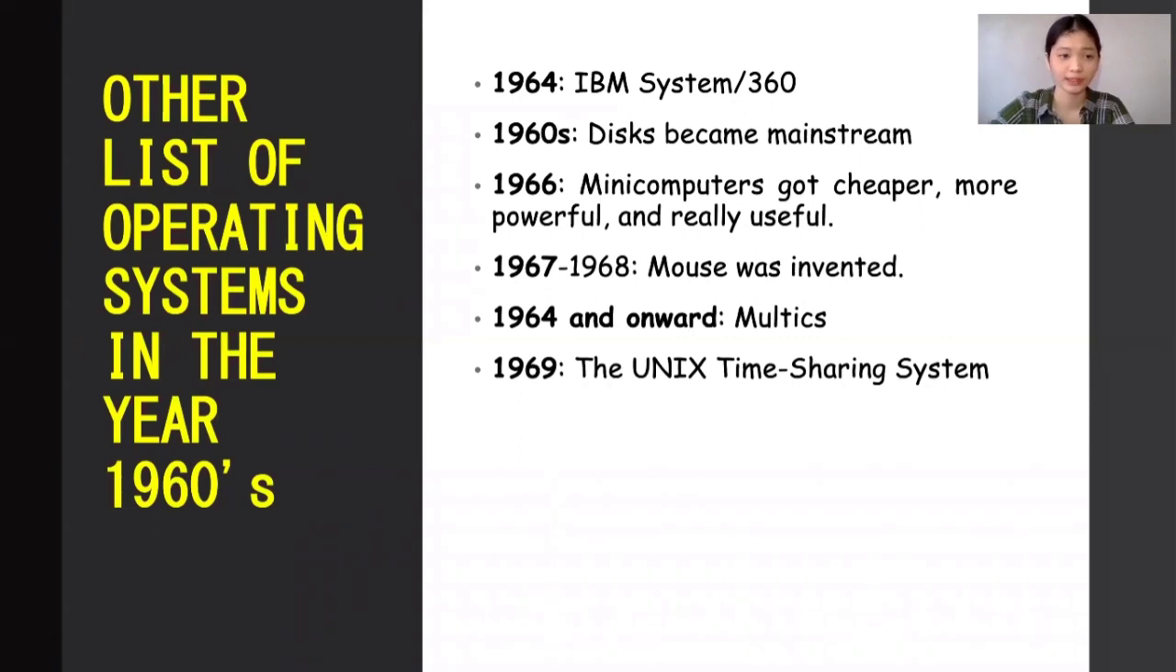So I listed the other operating systems in the 1960s. We have IBM System/360 in the year 1964. This became mainstream in the 1960s. Many computers got cheaper, more powerful, and really useful. 1966, the mouse was invented. 1967 to 1968, Multics from 1964 onward, and the Unix time sharing system in 1969.